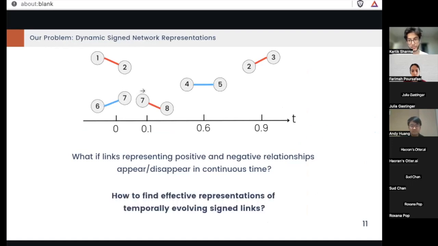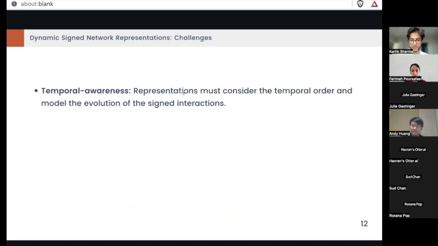The research question we pose is, what is the most effective way to represent temporally evolving sign links? Because you would like to encode this, and what would be the effective way to do that? Some of the challenges to do this are what make it different from trivially doing it as an additional feature.